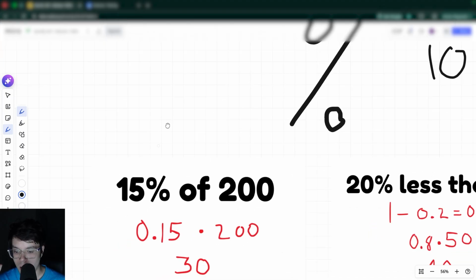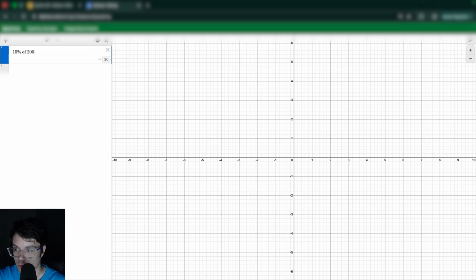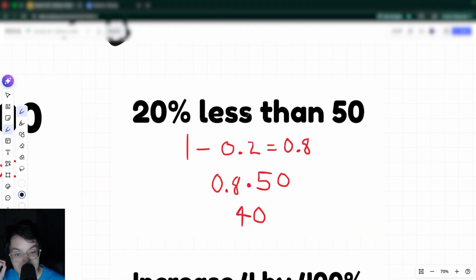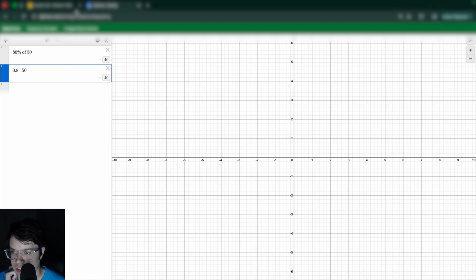Okay, so for common situations, you can see your percentages. 15% of 200. If it says something like this, what it really is saying is 0.15 times 200, like we were shown before, and that would give us 30 for the answer. We can see here these both are the same exact thing. If we do 20% less than 50, this is like the discount example like I was giving before. So it's like you take 1 minus 0.2 for 20%, and that gives you 0.8, and then you multiply that by the amount. So it shows like this here if you put into Desmos.